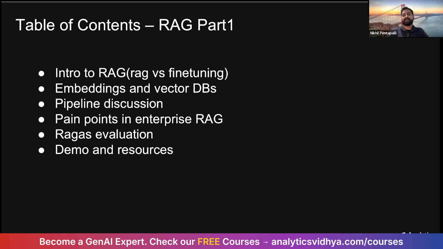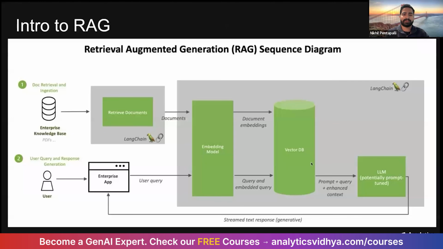So I hope everyone has heard about RAG, or retrieval augmented generation. But what is it? Where do we generally use it? So we'll just discuss that. So why does RAG come into play? There were LLMs, you could have directly asked the LLMs and gotten the response. But why do you need RAG?